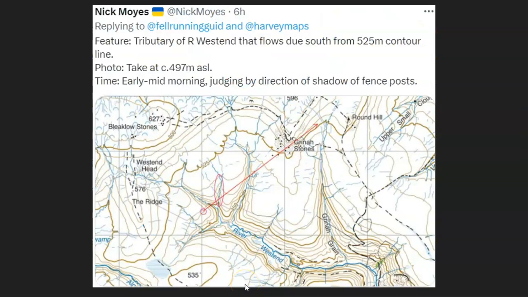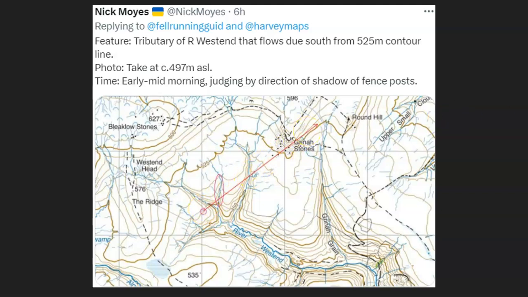So we got this one from Nick, who's a regular contributor. He's saying that the feature is the tributary of the River West End that flows due south from the 525 contour, and the photo is taken at 497 metres above sea level, so very precise. So he's highlighted there the feature. And he's even saying that it was taken mid-morning, judging by direction of shadows on the fence posts. And he's put a little circle there where he was, and we were looking over to Griner Stones.